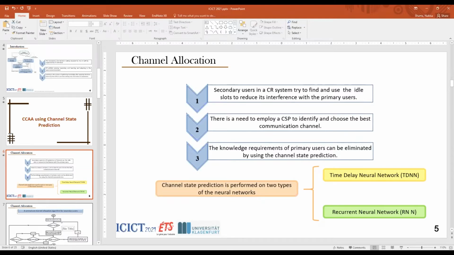So there is a need to employ channel state predictions. Channel state prediction means we need software and devices to predict the channel for the future, to identify and choose the best communication channel. The knowledge requirement about primary users can be eliminated by using channel state predictions. Channel state prediction can be performed with two different networks: time delay neural networks and recurrent neural networks. The main difference is that the recurrent neural network has feedback, which helps provide better results, because it knows about the results, applies the error to the network, and trains itself again.